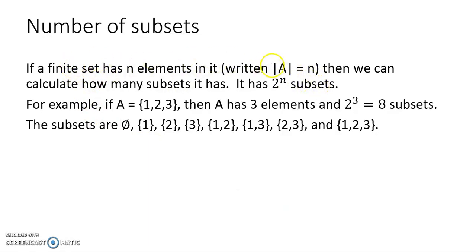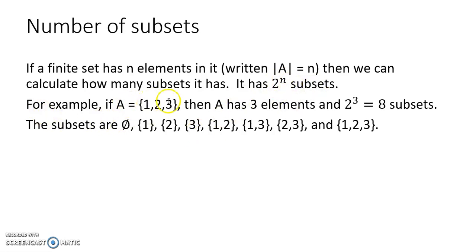So first of all, we have the symbol. If we put bars around a set, we're talking about the number of things in the set. The technical word for that is the cardinal number of the set. Then, if the number of things in a set is n, then 2 raised to the power n is the number of subsets. So here's an example.